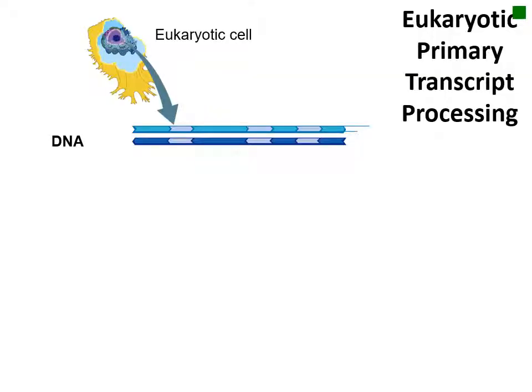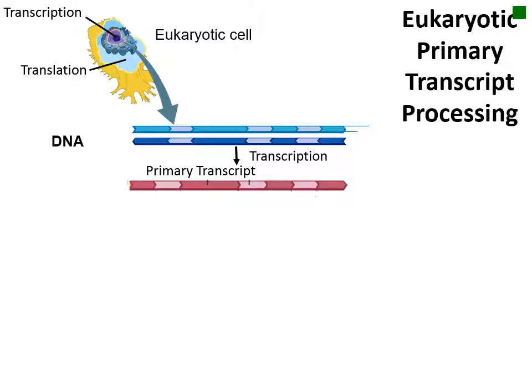Unlike prokaryotes, in eukaryotes there is a barrier between the process of transcription, which occurs in the nucleus, and translation, which occurs in the cytoplasm. Because of this barrier, the primary transcript in eukaryotes must undergo a complex process of chemical modifications known as RNA processing. This piece of DNA has been transcribed by RNA polymerase to generate the primary transcript.